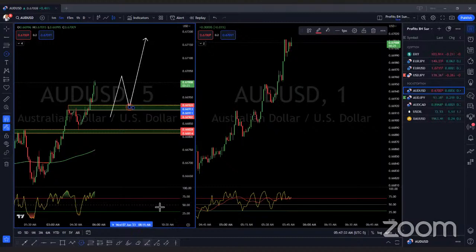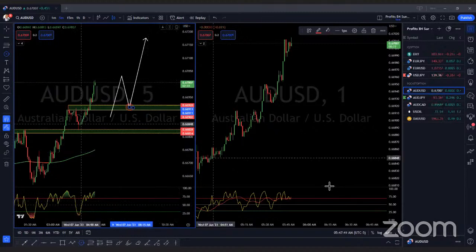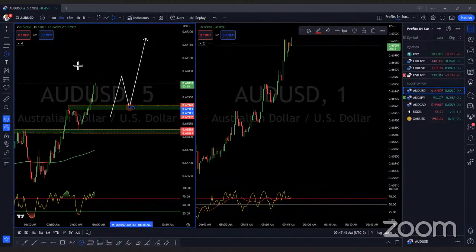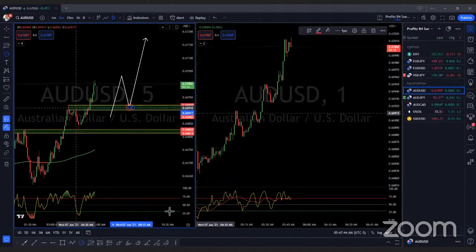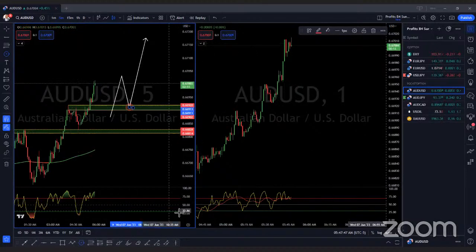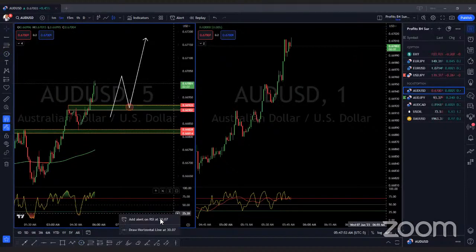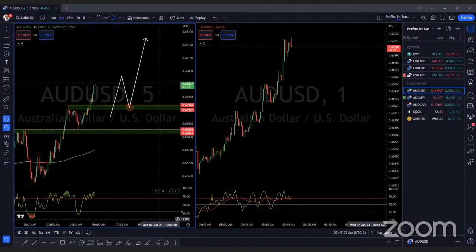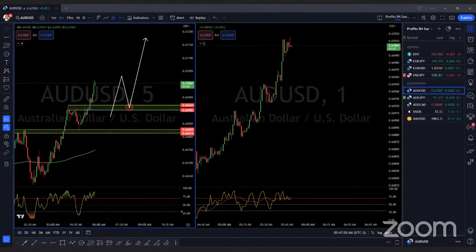All right, guys. Time now is 5:47. 5:45 is usually the next time for us to take our trade. Nothing's lined up here for AUDUSD. I'm going to go ahead and set my alert on the 30 for my RSI. Boom. All right. And that's about the size of it right there.